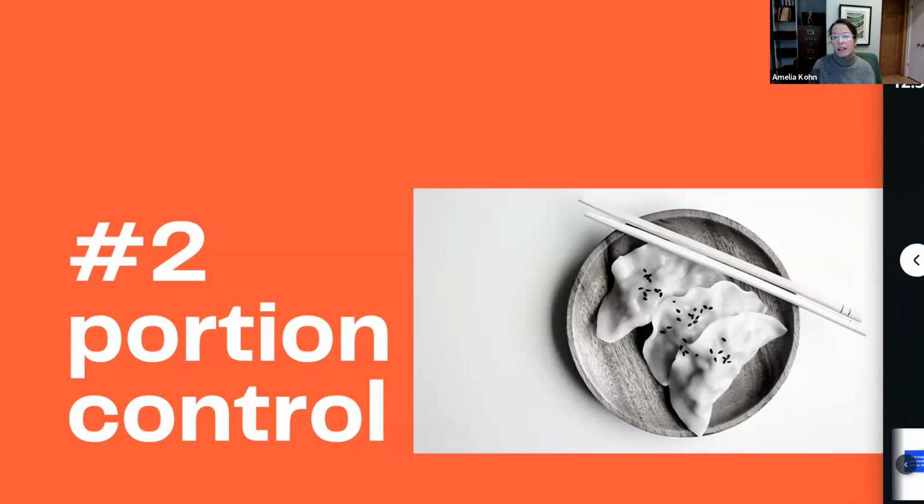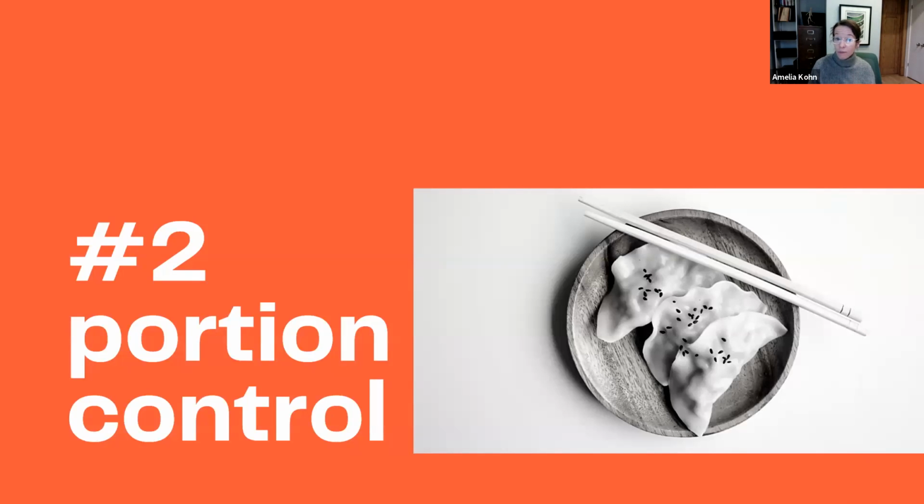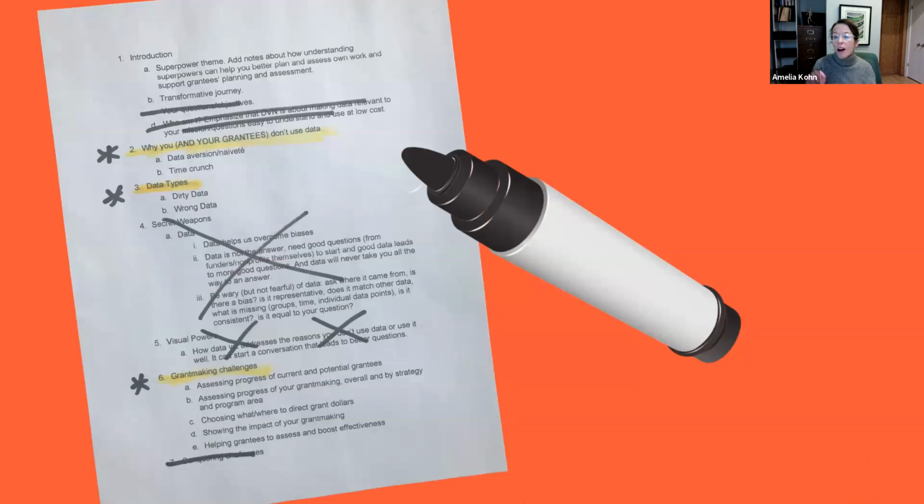Okay, number 2 is portion control. The hard truth is that our audience members are going to walk away from our presentation retaining just a few ideas, whether we like it or not. If we shower them with lots of ideas, we don't control which ones they retain. So what you should do is choose just a few ideas and weed out the rest.